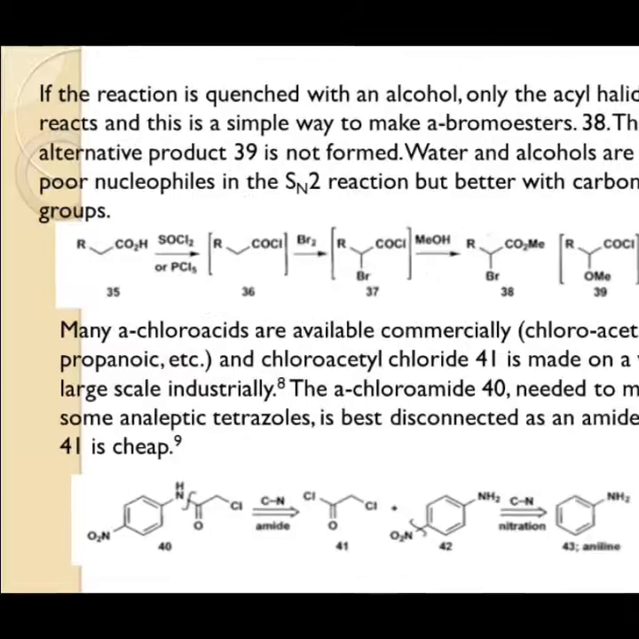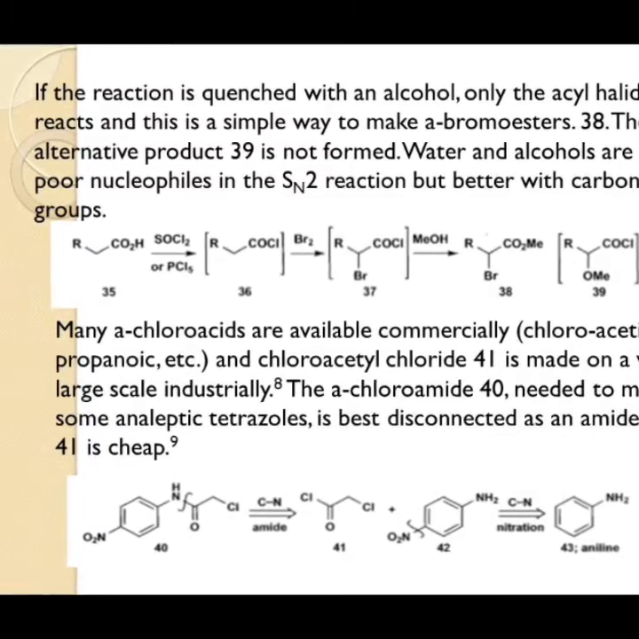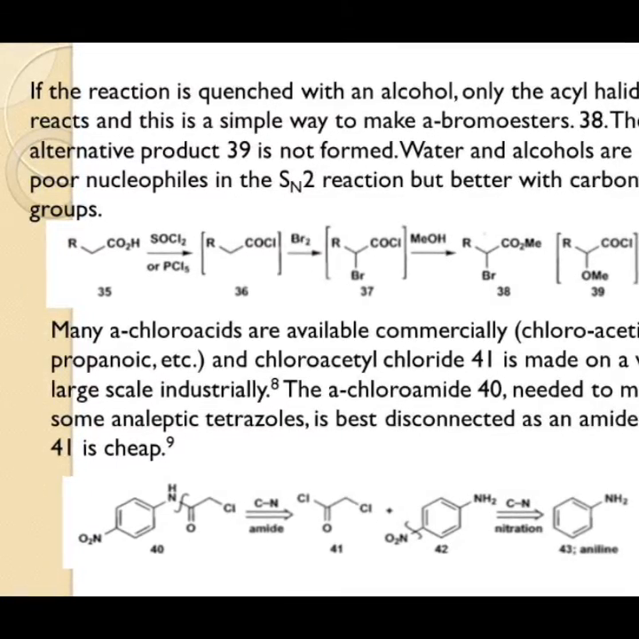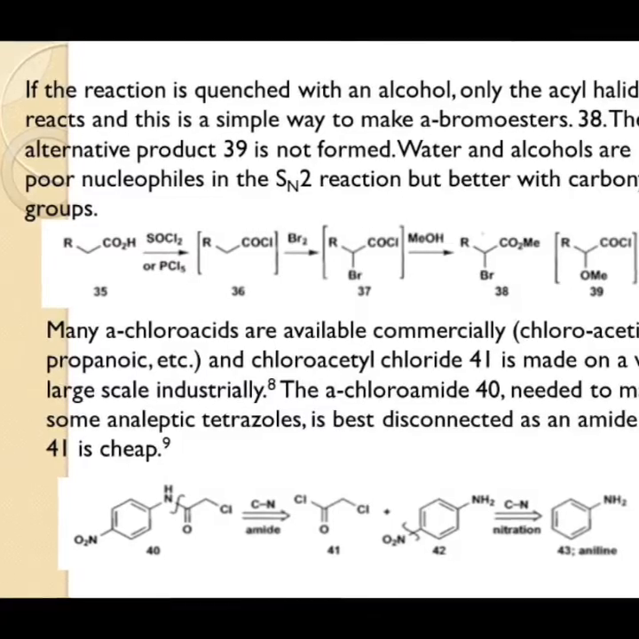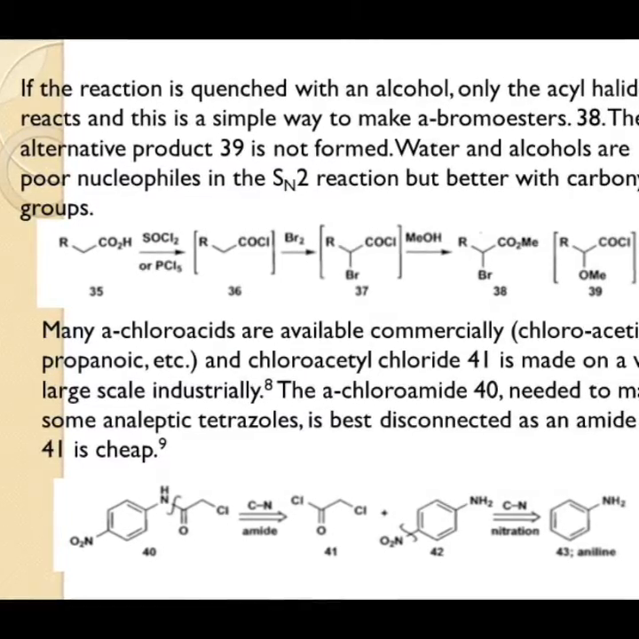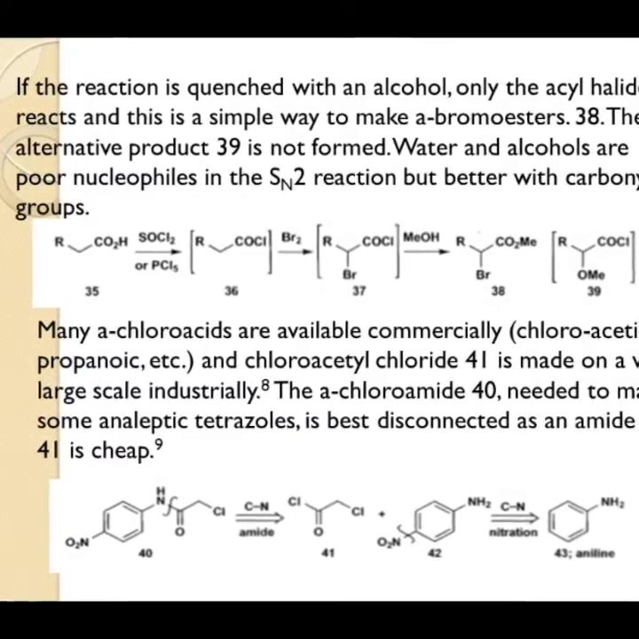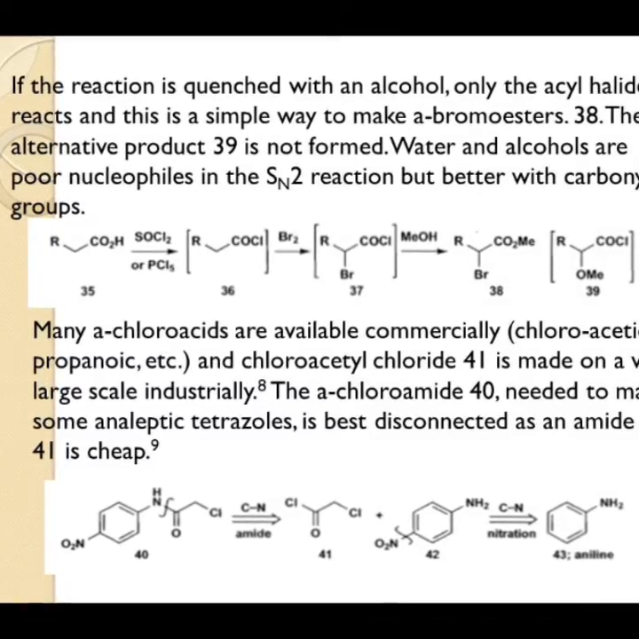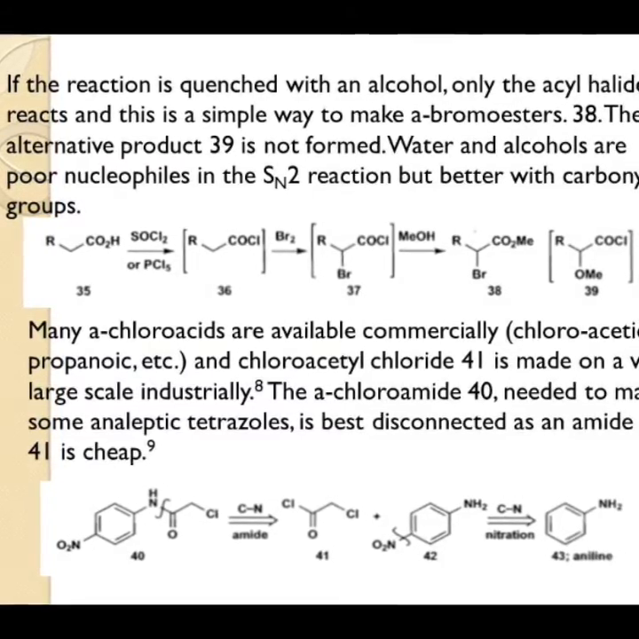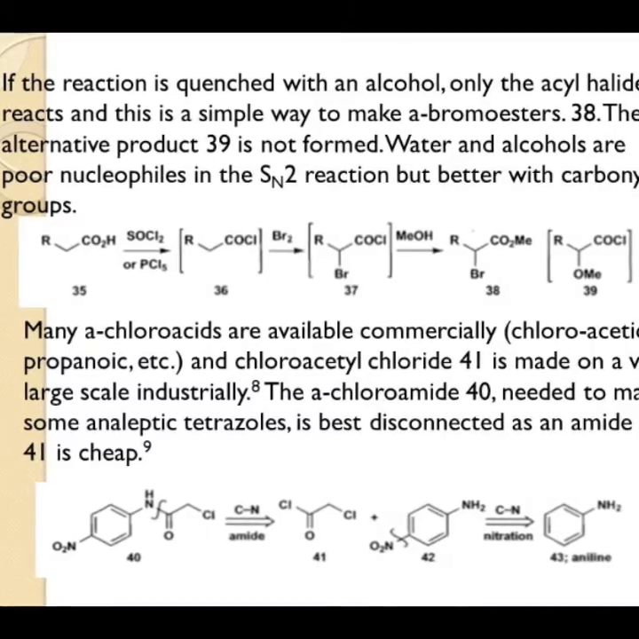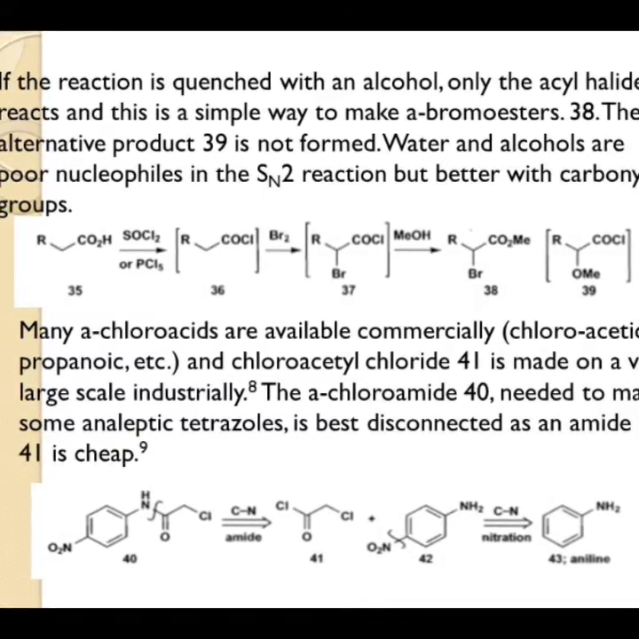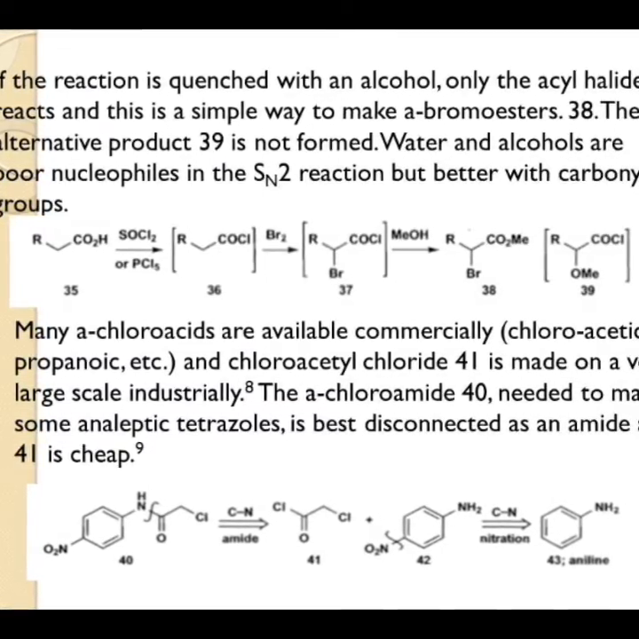Point 7. If the reaction is quenched with an alcohol, only the acyl halide reacts, and this is a simple way to make bromoesters 38. The alternative product 39 is not formed. Water and alcohols are poor nucleophiles in the SN2 reaction but better with carbonyl groups.